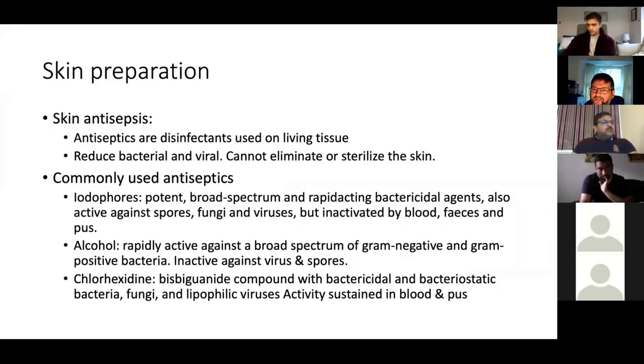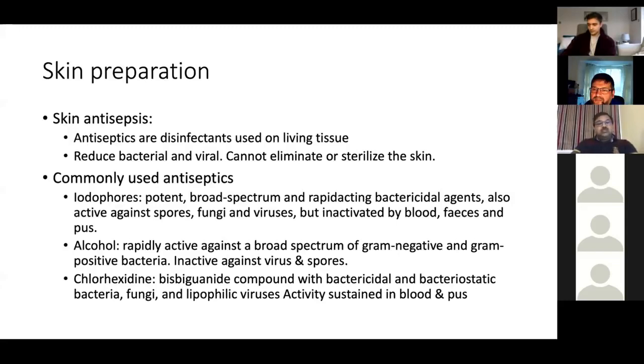Coming on to skin preparation. There are as many ways of preparing the skin as there are surgeons. The important thing here is, what is skin antisepsis? Skin antisepsis is to reduce the bacterial and viral load. We cannot eliminate or sterilize the skin. We cannot make it 100% sterile. So we can only reduce the bacterial and viral load, and antiseptics are disinfectants that are used on living tissue.